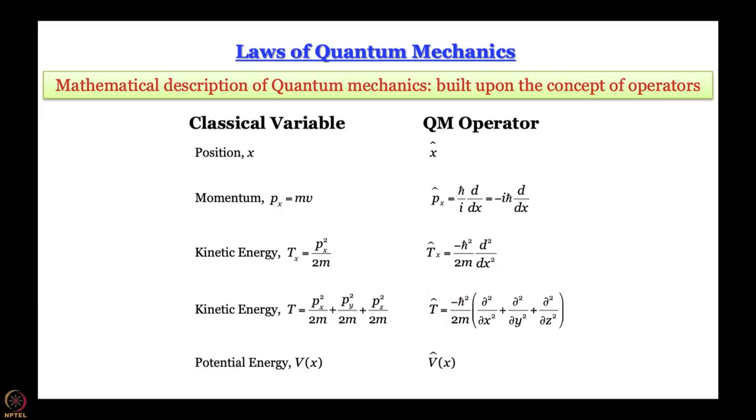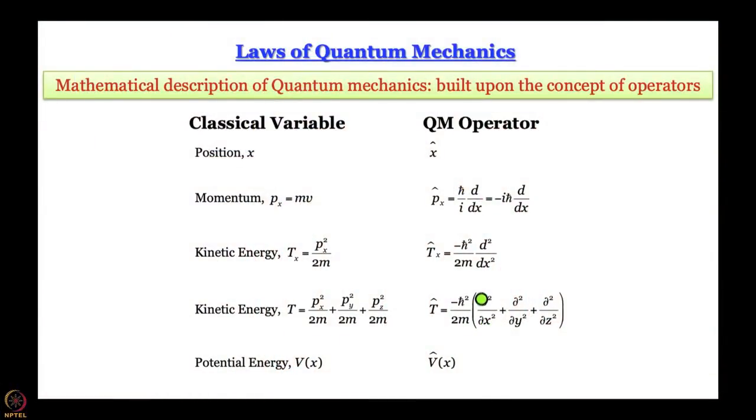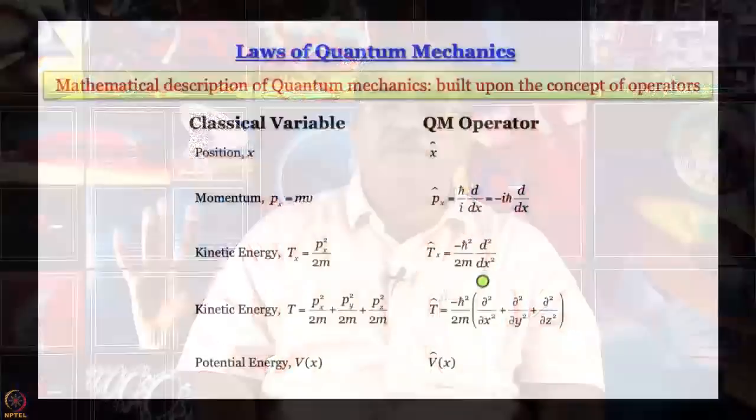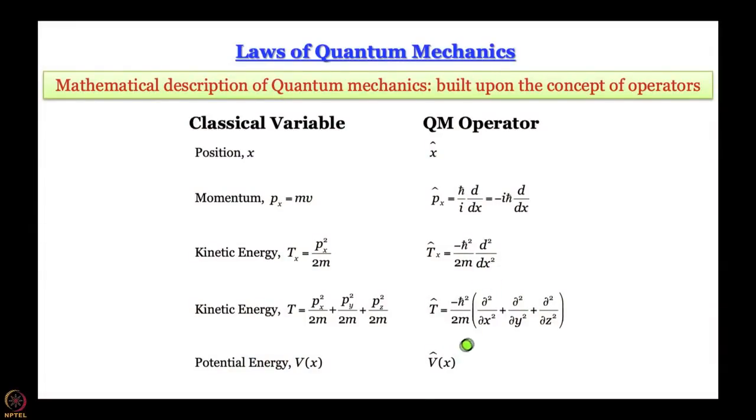But if you remember what the Hamiltonian is, it is the potential energy V of x, or V of x y z if it is a three dimensional problem, plus this operator minus h cross square by 2m multiplied by del 2 del x 2 plus del 2 del y 2 plus del 2 del z 2 in case of a three dimensional problem, and simply minus h cross square by 2m d 2 dx 2 in case of a unidimensional problem. So, since we know that already, it is not very difficult for us to understand that the kinetic energy operator is minus h cross square by 2m d 2 dx 2 in one dimension and this one in three dimension.